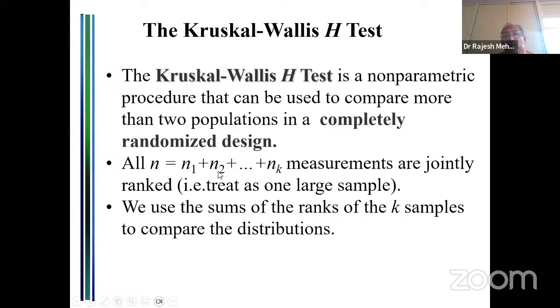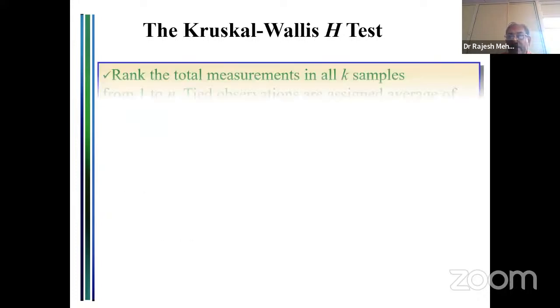All the measurements in each group, we treat as if they are one series, and then we give them ranks: first, second, third, fourth, like that. We'll see how it is done. And there will be a sum for each group's ranks. You do not make a total of the observations as they are, but a total of the ranks. We'll see in the next slide, so it makes it easier for you to understand.